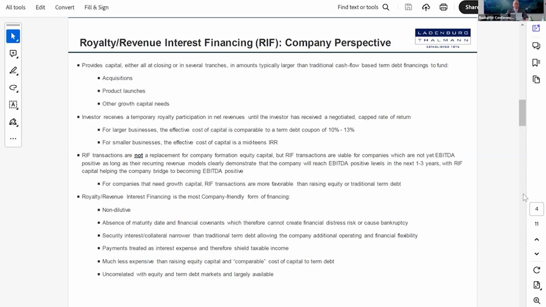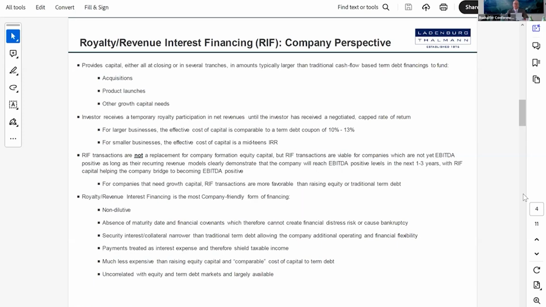This form of capital can be available all at closing, or if a company likes to have the option of taking money now, additional tranches of capital at key milestone payments can also be funded. A combination of amounts funded at closing and amounts funded on milestone and tranches. It's available in larger amounts than traditional term debt. So if you have the same company, the same asset that's looking at either term debt or this form of financing, this form of financing can provide a lot more capital than term debt.